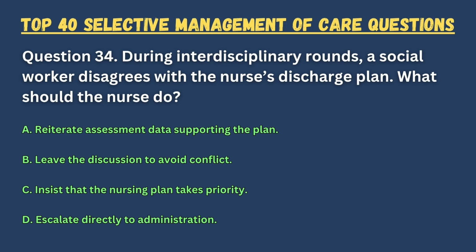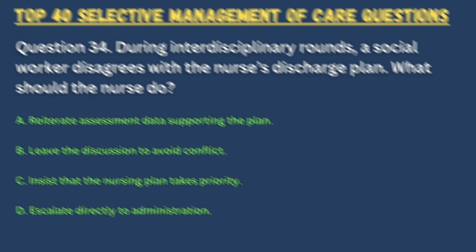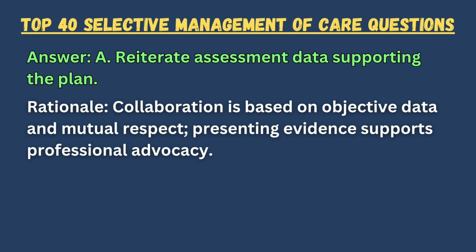Question 34. During interdisciplinary rounds, a social worker disagrees with the nurse's discharge plan. What should the nurse do? A. Reiterate assessment data supporting the plan. B. Leave the discussion to avoid conflict. C. Insist that the nursing plan takes priority. D. Escalate directly to administration. Answer. A. Reiterate assessment data supporting the plan. Rationale. Collaboration is based on objective data and mutual respect. Presenting evidence supports professional advocacy.